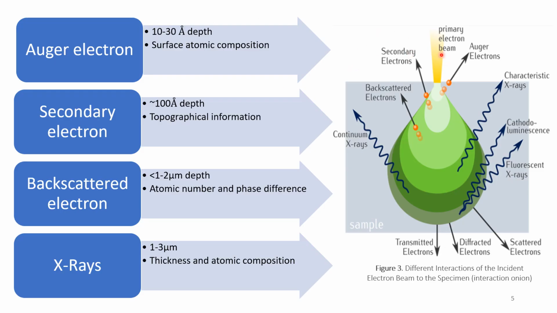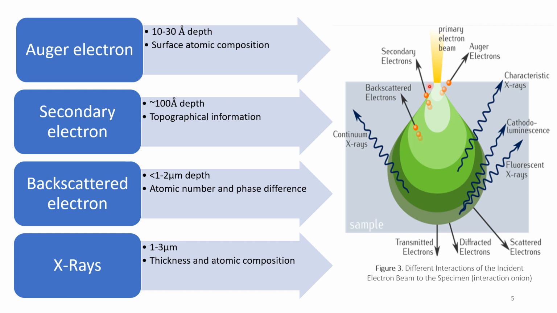It can be seen from this figure that as the primary electron beam falls onto the sample surface, it gives rise to this green part, this onion-shaped interaction inside the sample, which is known as the interaction onion, which gives rise to different types of electrons and different types of scattering from the sample. As the primary electron beam interacts with the sample and penetrates to a depth of about 10 to 30 angstrom, it gives rise to the Auger electrons, which give us the surface atomic composition of the sample.